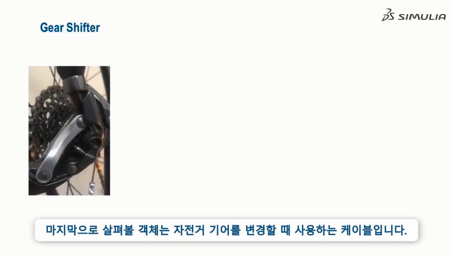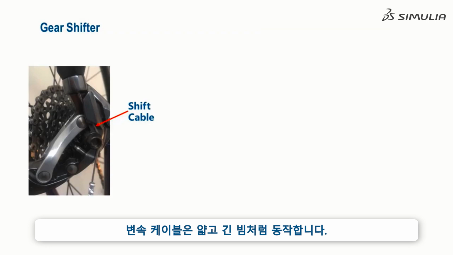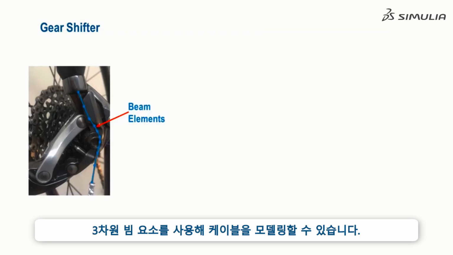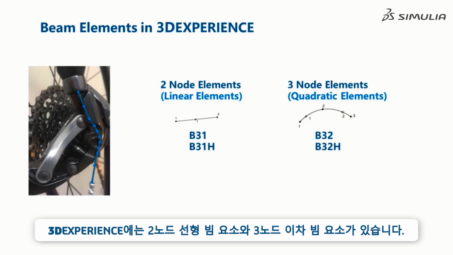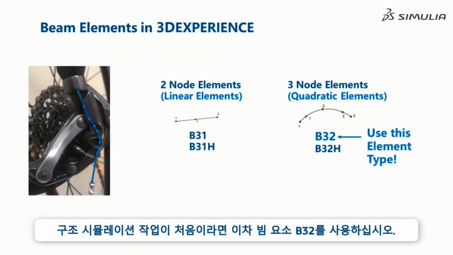The final item we will look at is the cable used to change the gears on a bicycle. The shift cable behaves like a long thin beam. So, if we are designing the shifting mechanism, we might model the cable using 3-dimensional beam elements. 3DEXPERIENCE has 2-node linear beam elements, and 3-node quadratic beam elements. If you are new to structural simulation, use the quadratic beam element, B32.